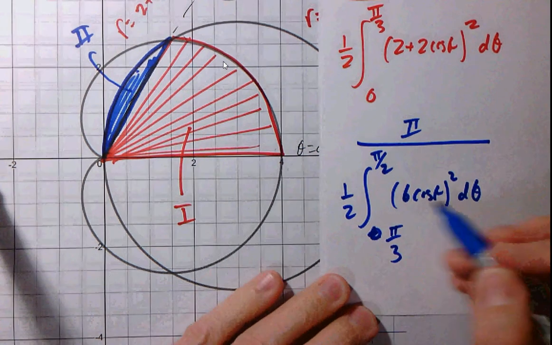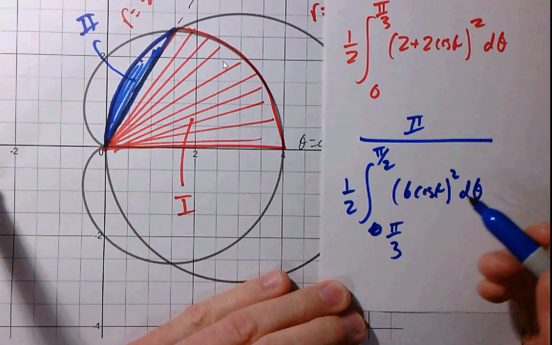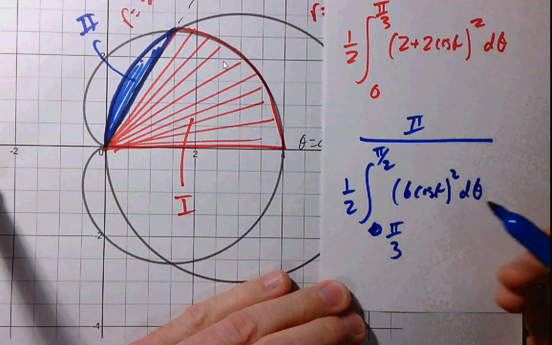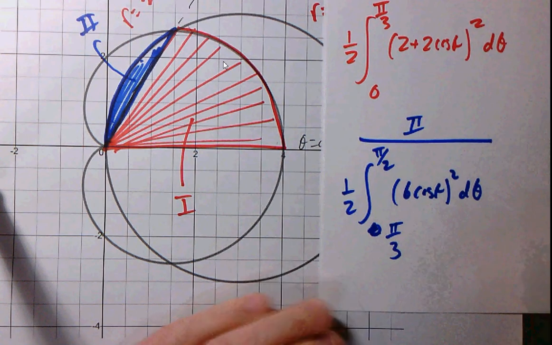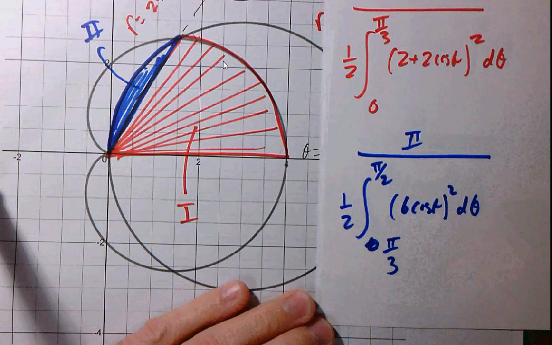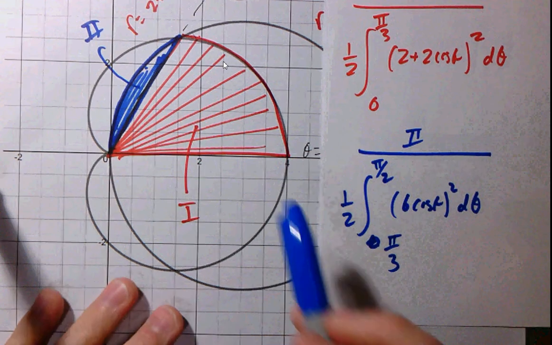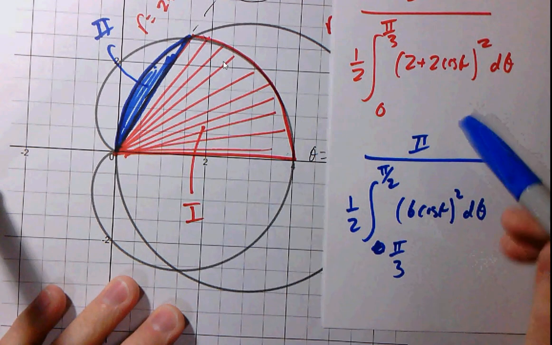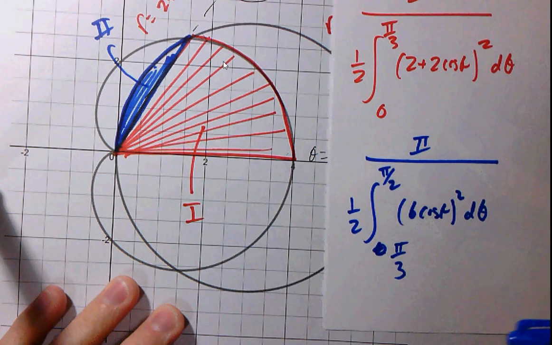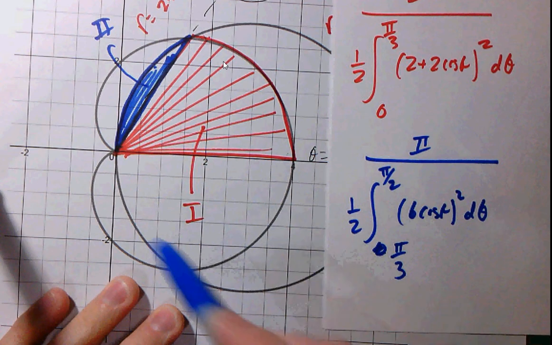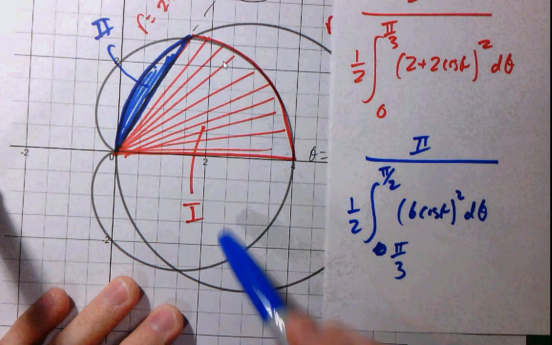Right? Now, you could find this area by using the area of a segment of a circle, but we might as well just set up the integral. So to find the total area of this region, we would compute this, and then this, add them, and then double it, of course, to get the total area.